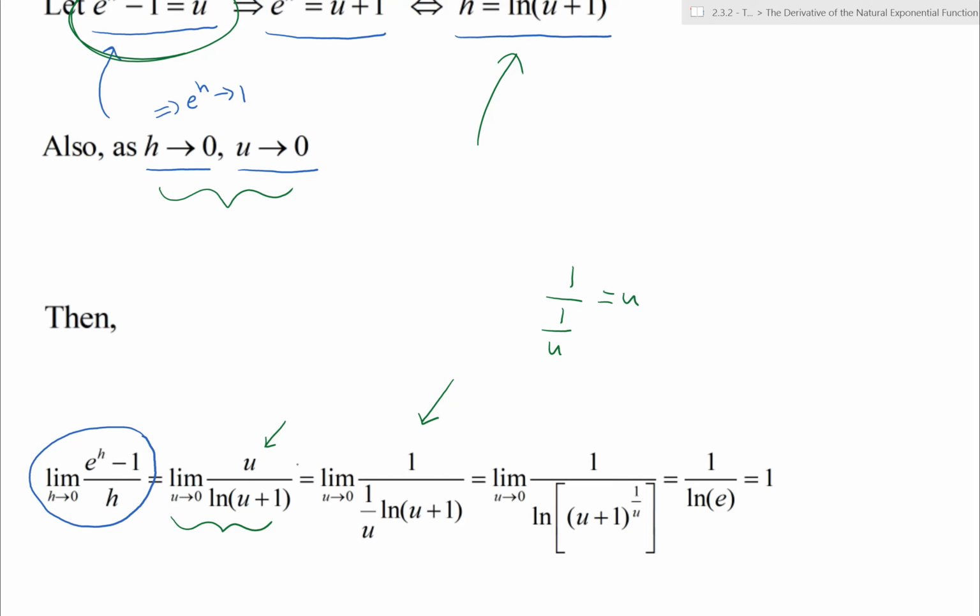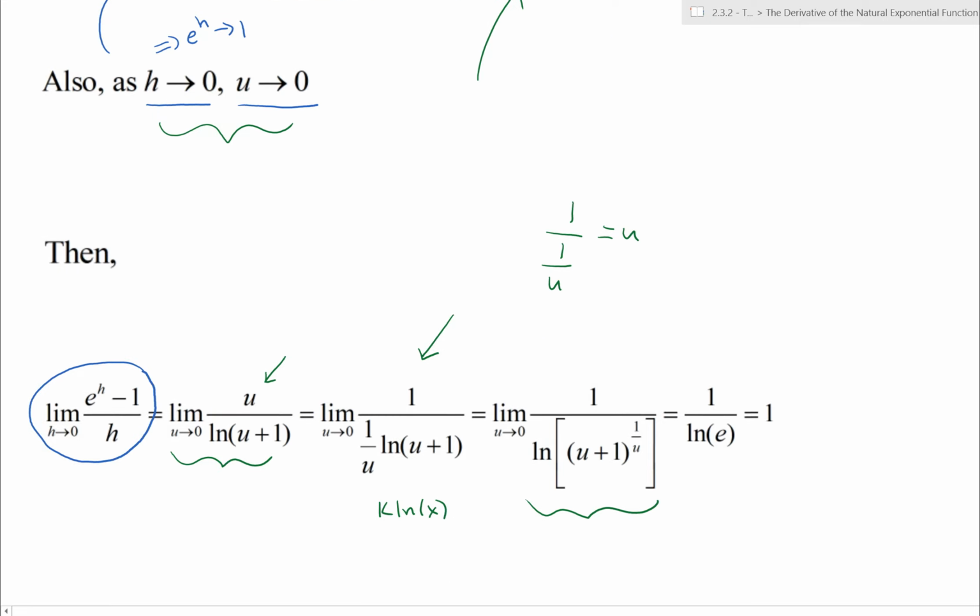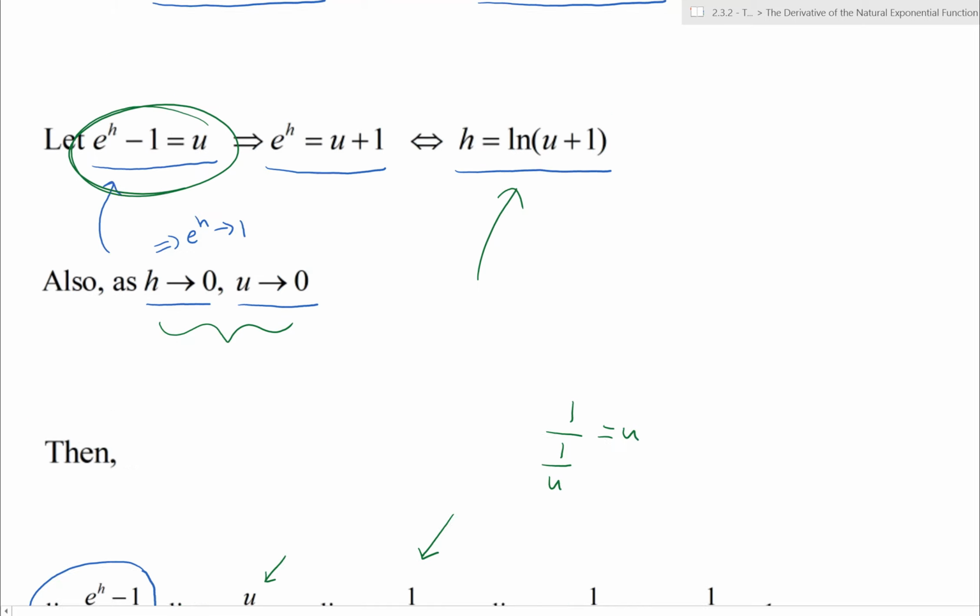Because if I apply properties of logarithms in this step right here, remember that if I have a constant times natural log of x, for instance, that is the exact same thing as the natural log of x to that constant. That's a property not just for natural logs, but for all logarithms. And so that's why you see this 1 over u now appearing as the exponent on the input value u plus 1. But remember that as u goes to 0 there, go back up here real quick.